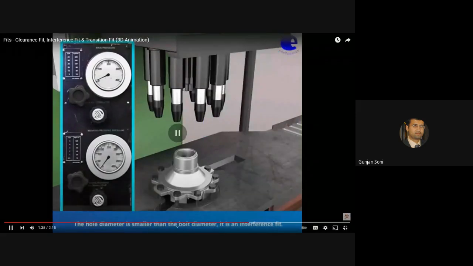It is an interference. Now, how is that possible? The hole diameter is smaller than the bolt diameter. Getting it? So how is this possible, and how is it achieved, and why would we want to do that? These are the questions for interference fit, and where do you see it in your day-to-day life?